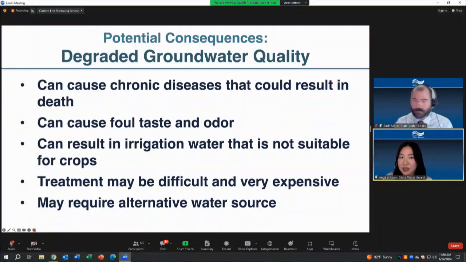Another potential consequence is that water quality treatment may be difficult and very expensive. Lastly, water quality degradation may require people to find alternate sources of water. For example, people whose water quality has been degraded may have to rely on tanks of water hauled to their houses until wells can be replaced or until they can be tied into an existing public water system.